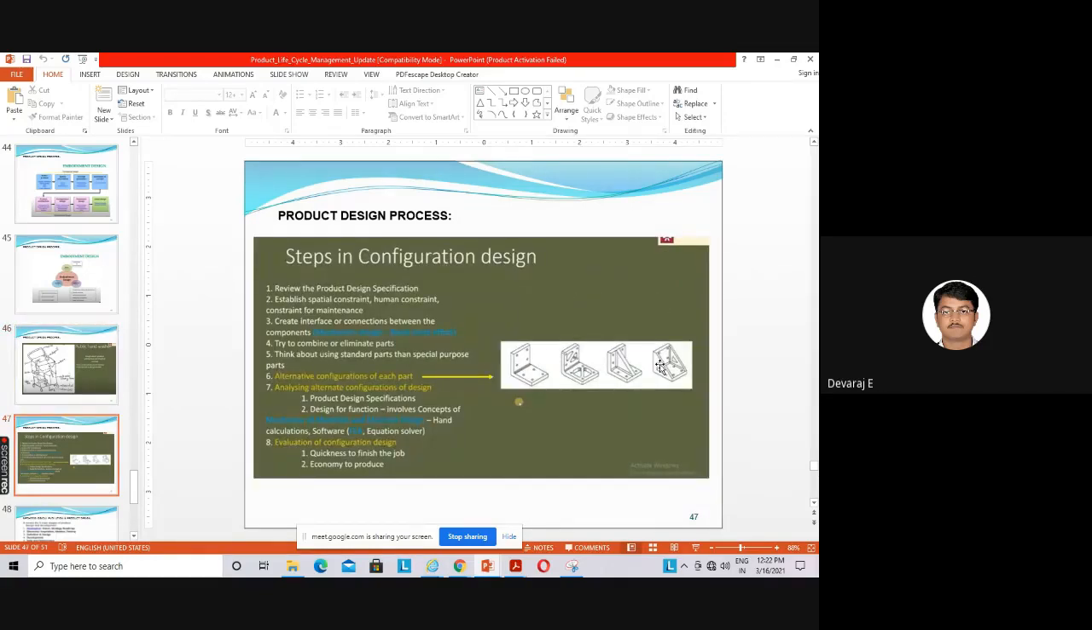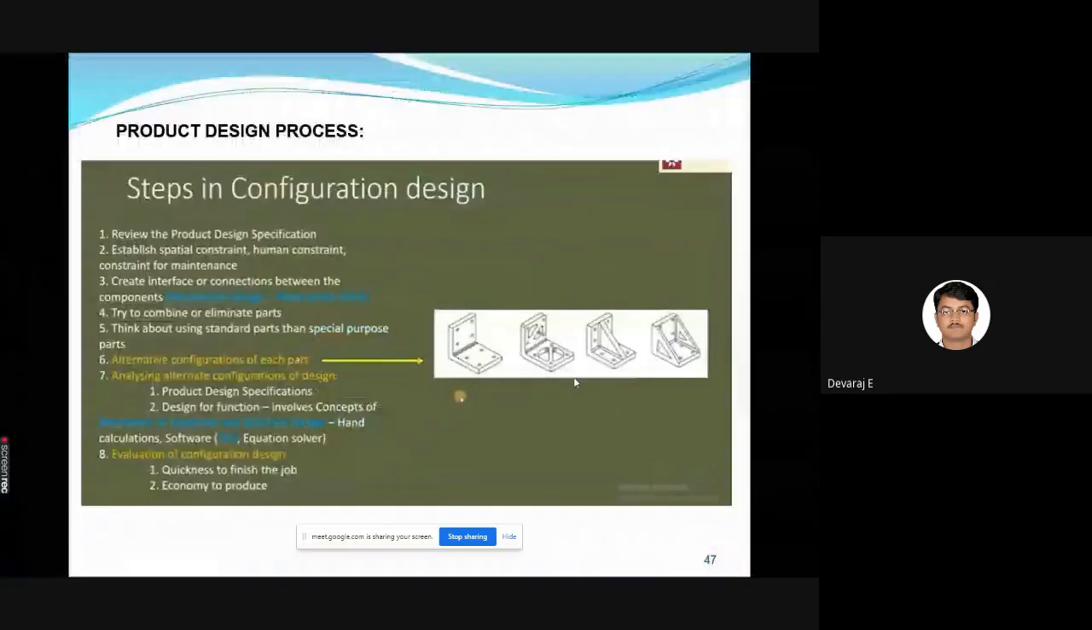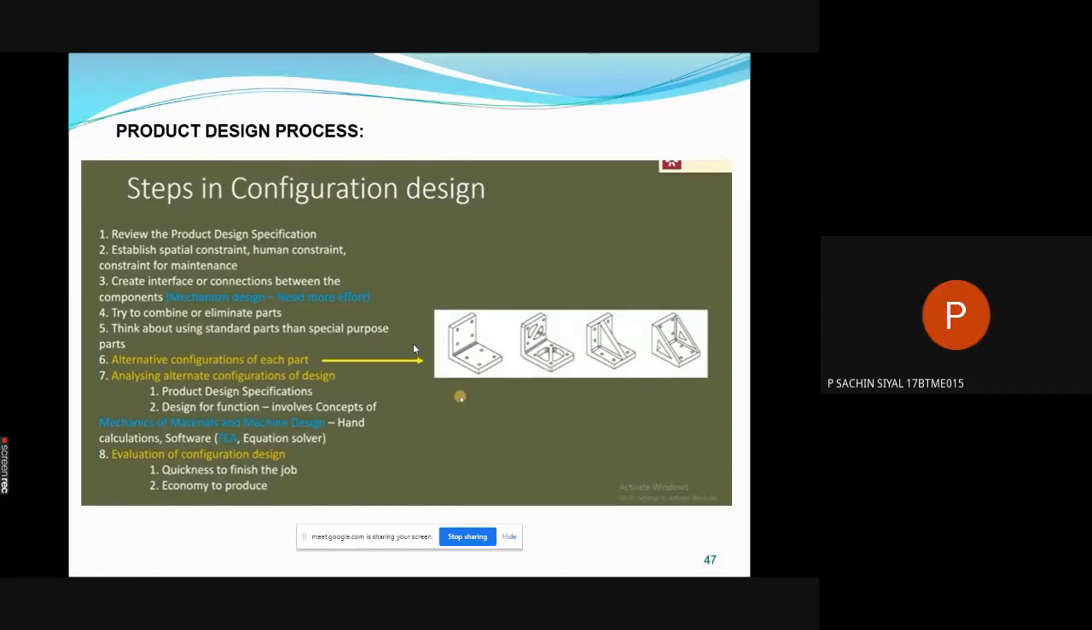I think this is very important. Try to analyze these steps in configuration design. When you go to the industry, it is very important to analyze this. So first is review the product design specifications. What is this? Students, can you see the slides? We can see the slide, sir.